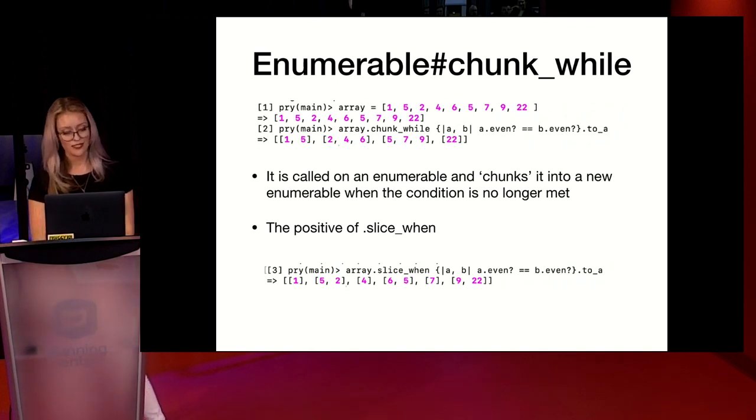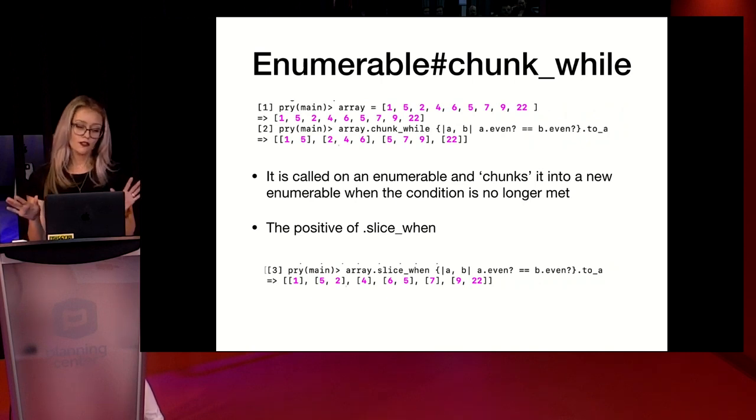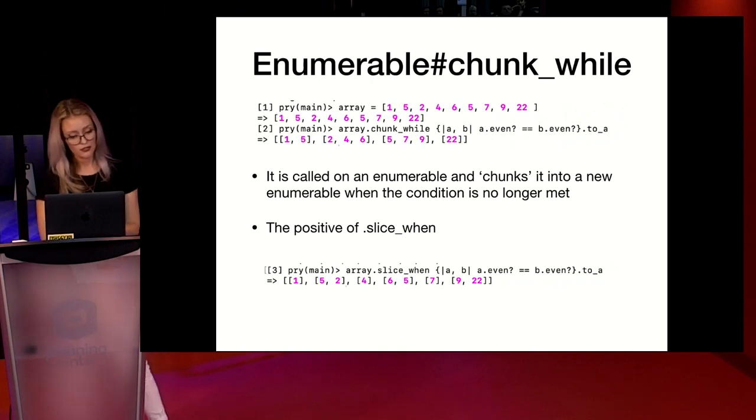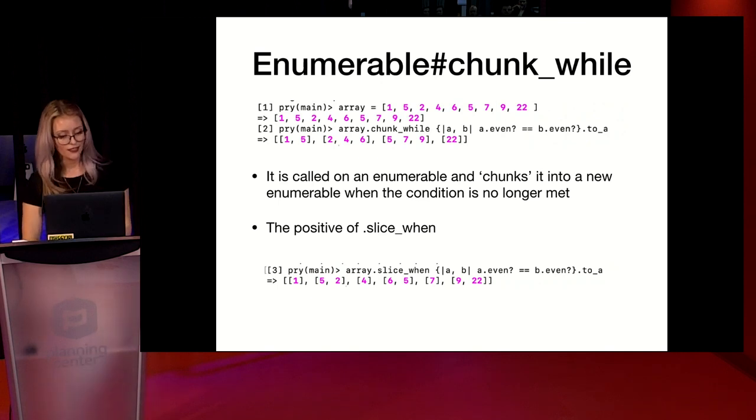So now we're using slice_when on the same array. We're asking if a.even? == b.even?. Comparing 1 and 5 again, 1 is odd, 5 is odd. So that's true, and we slice then, because we're slicing on the true. And then we go to 5 and 2, 5's odd, 2's even, that's false, and we don't slice. So we get the exact opposite of what we wanted, which is less than ideal.